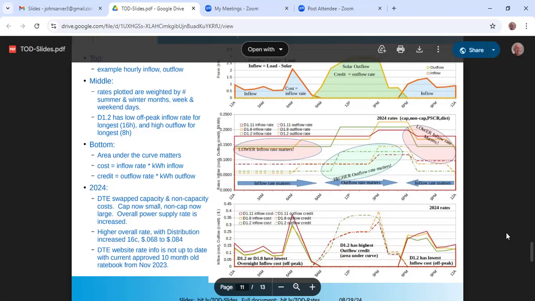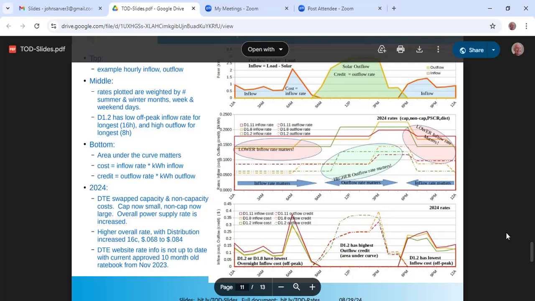So for me, I have a heat pump, and at 7 p.m., I can go ahead and start using heat pump energy from the grid all the way around till 11 a.m. D1.2 has a low inflow rate. Yes, D1.8 is a little bit lower during this time period, but it's not nearly as much time. So that's also one reason why I personally chose D1.2.